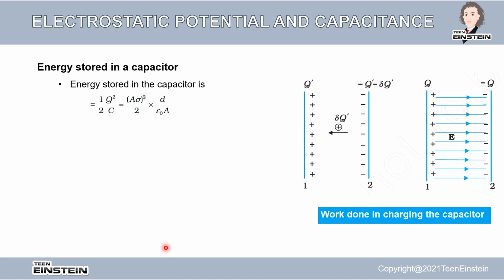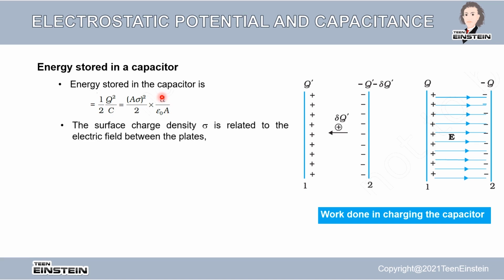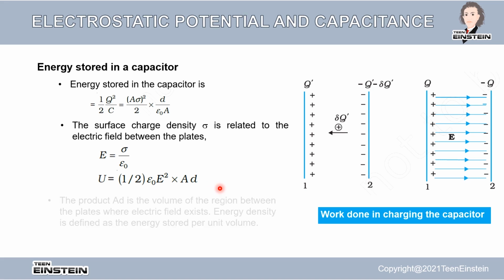Now let's substitute for Q as A into sigma, because sigma is the surface charge density. So you have (A sigma) the whole squared. Instead of C, we can substitute epsilon 0 A by D. Then in the next step, the surface charge density sigma is related to the electric field between the plates as E equals sigma by epsilon 0. So instead of sigma, we can substitute epsilon 0 E here. If you substitute epsilon 0 E here and simplify, then finally you will get this equation: U is nothing but the energy stored in the capacitor as 1 by 2 epsilon 0 E squared multiplied by AD.